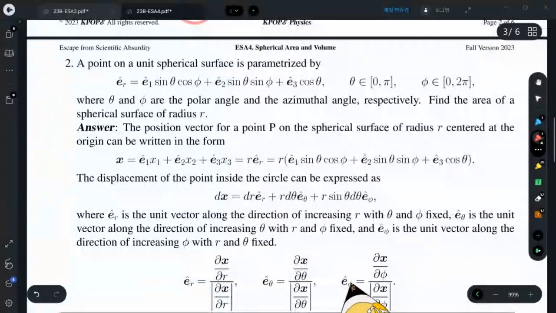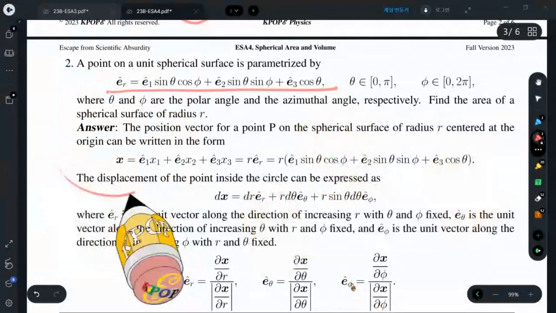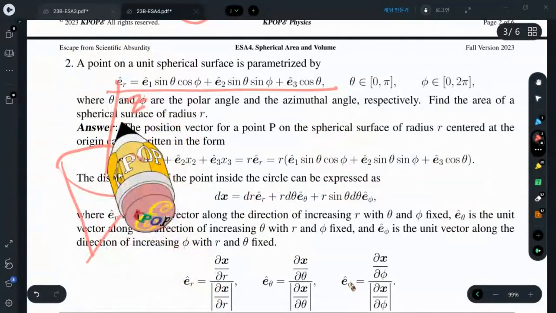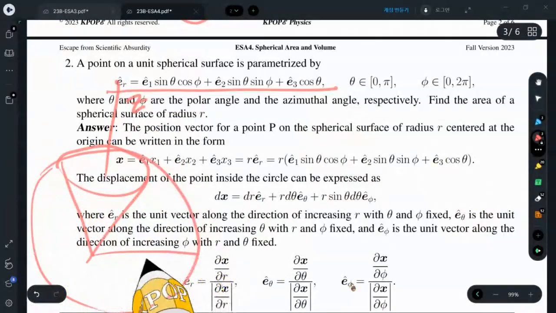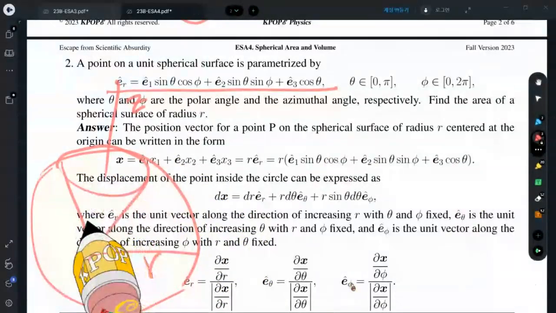Next, we consider a sphere. In a sphere, we have spherical polar coordinates, and the z-axis here. We have a radius r. This is a sphere, and we have a cone.